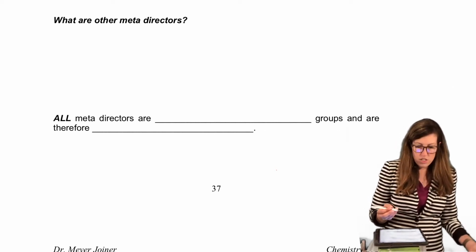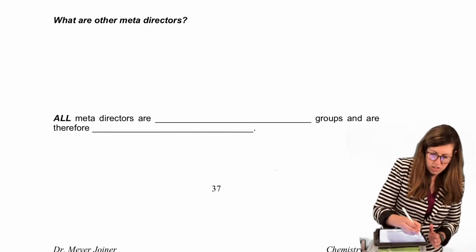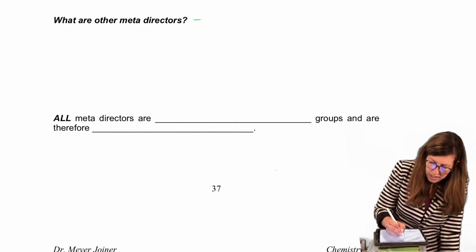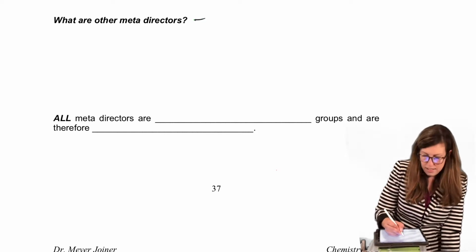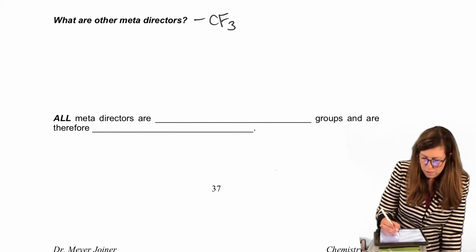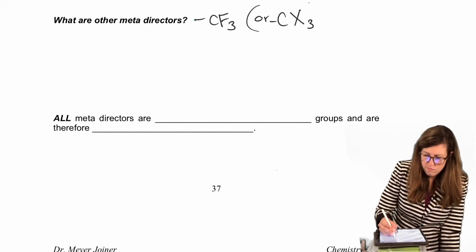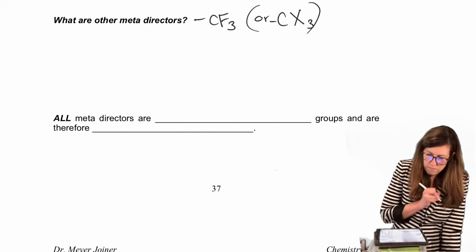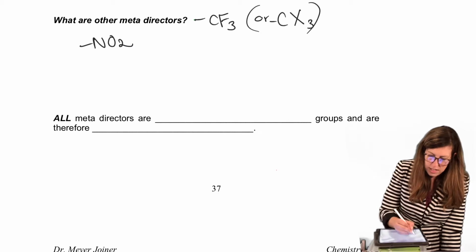Other meta directors to watch out for. There's a lot, actually. Let's throw them in here. We have anything that you've ever learned was an electron withdrawing group in the past. So I know these have come up. It doesn't have to be fluorine. That's a popular one. It could be other halogens like CBr3, right, or CCl3. Nitro, since we've already covered that.